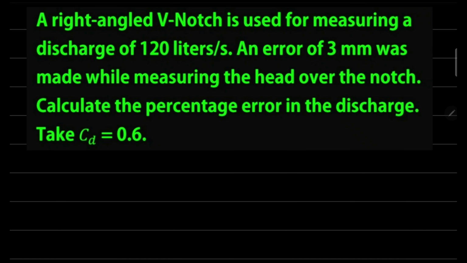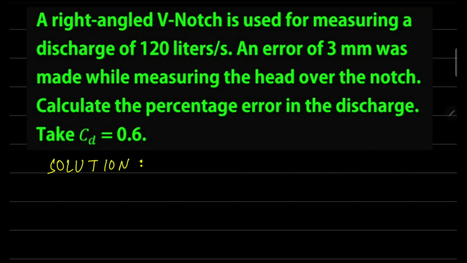So let's again solve a problem which is similar to our previous problem, where instead of the rectangular weir we are going to use the V notch. The problem says that a right angle V notch is used for measuring a discharge of 120 liters per second. An error of 3 mm was made while measuring the head over the notch. Calculate the percentage error in the discharge when taking the CD value of 0.6. So let's go for the solution.